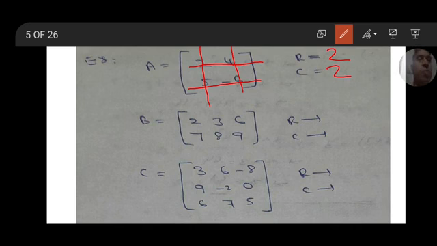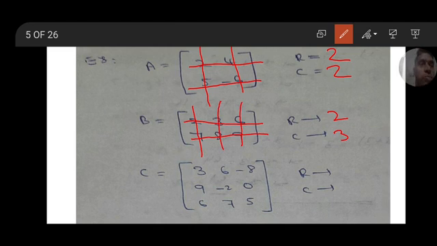Next, second example. B equal to the matrix [2, 3, 6; 7, 8, 9]. This is the first row. This is the second row. Means 2 rows. And columns: first column, second column, third column. So 3 columns.